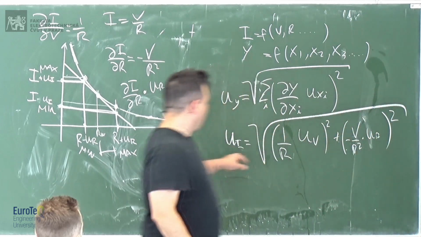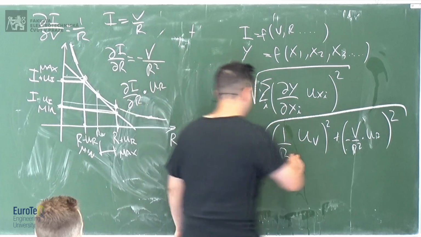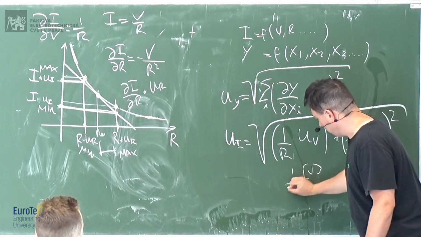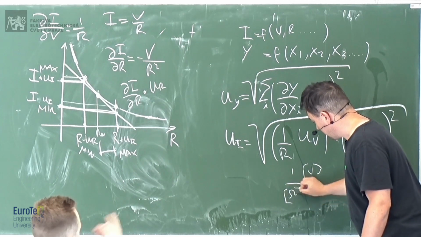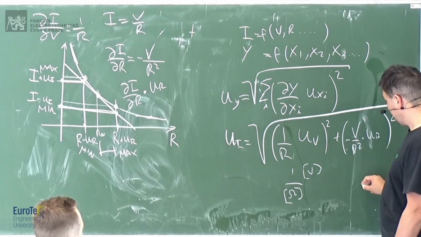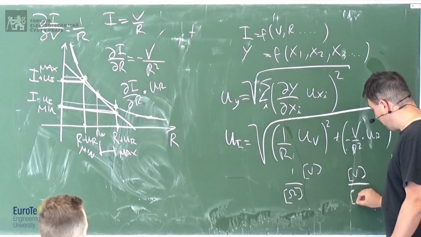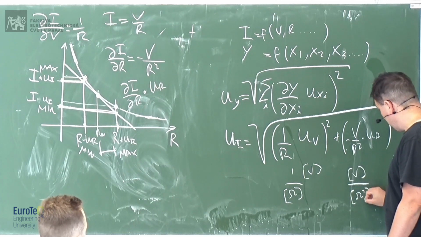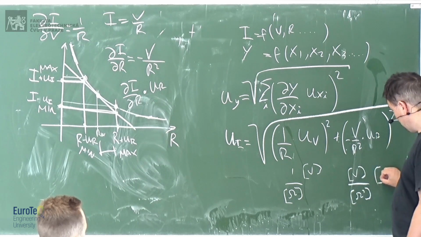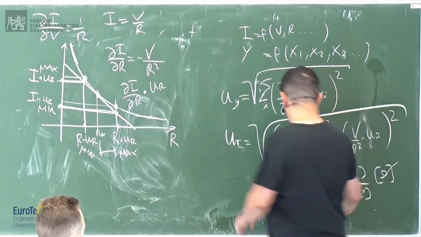Why? Because if you watch here, we have what? Voltage. That's V over ohms. This is voltage divided by ohms. And then this is voltage times ohms over ohms squared, which is V over ohms. So here you have voltage divided by ohms squared. The uncertainty of the resistance is in ohms. So this goes away, and you get again ampere.